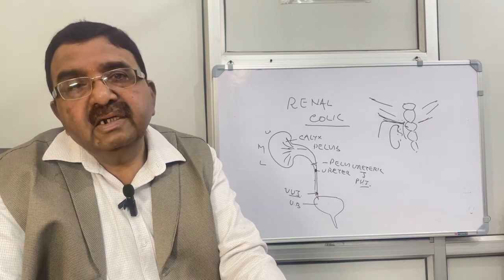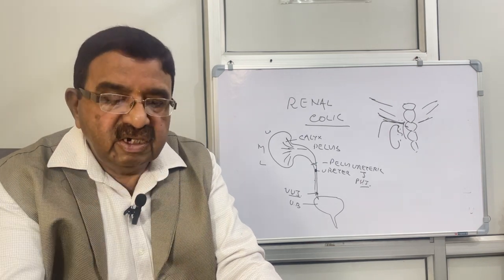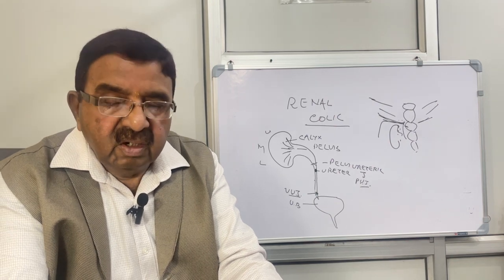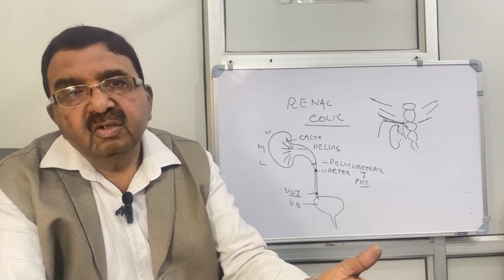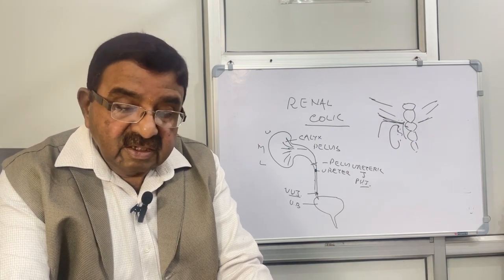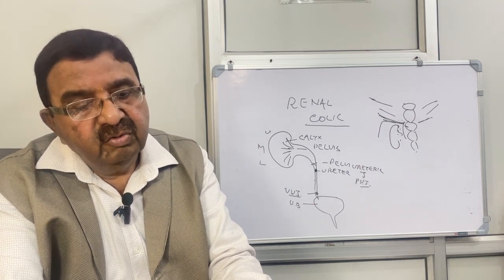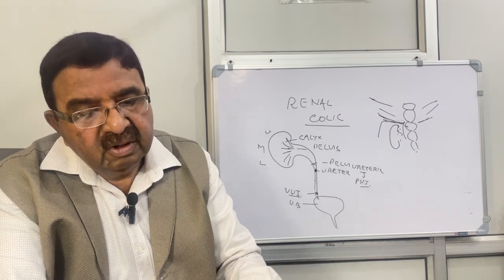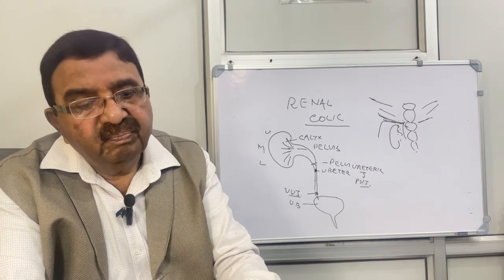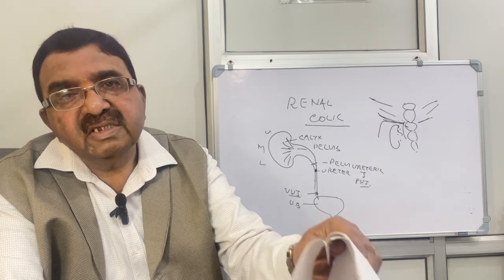Now what is the incidence of renal colic? 5 to 15% of the population suffers from renal colic. Now what are the qualities of stones? Stones are caused by crystallization of various salts present in the urine, and they form aggregates or masses leading to stones in the kidney calyces, and then they travel to the pelvis and ureteric system.